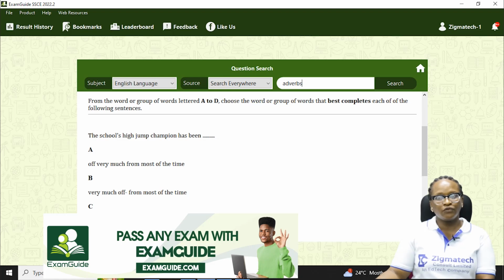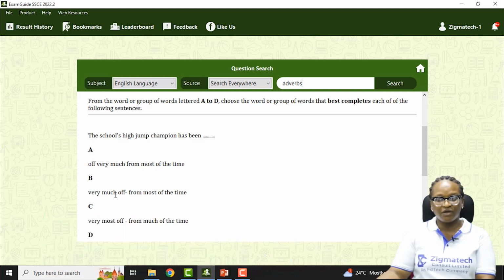very much of, not most of. So very much: very is an adverb, much is an adjective. So there's no way an adjective can describe an adverb. So we are using very much of. So that's your answer. Very is an adverb of degree, all right? So it describes the much, which is an adjective.